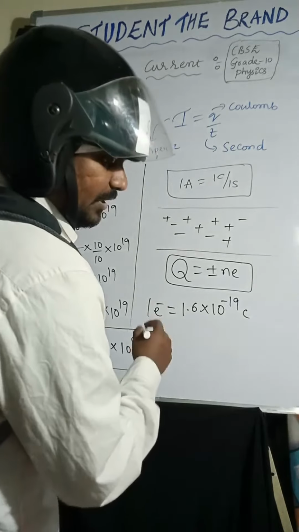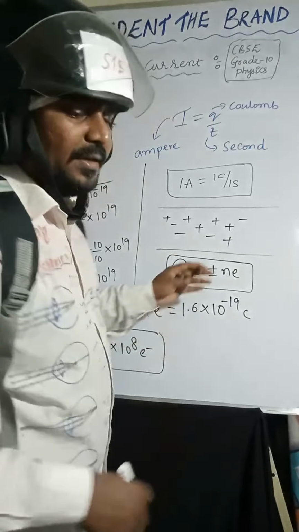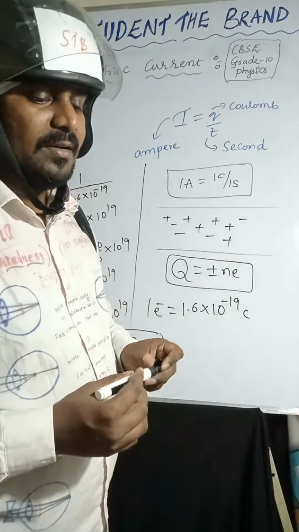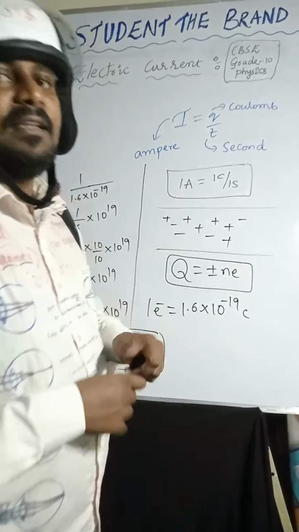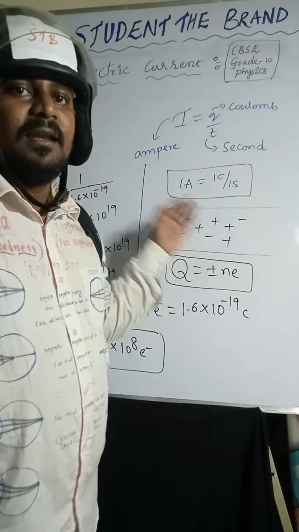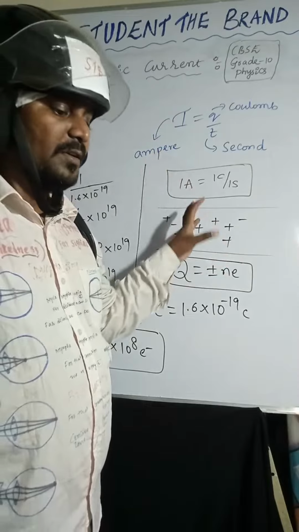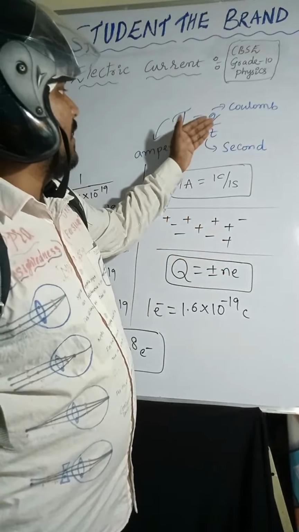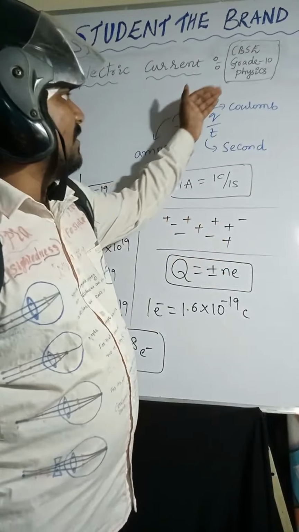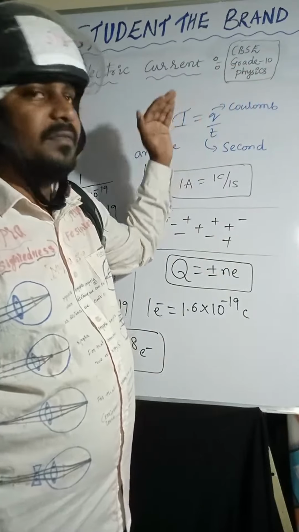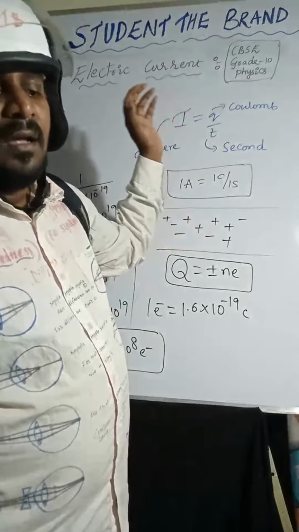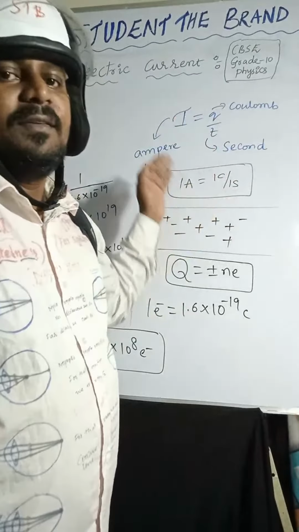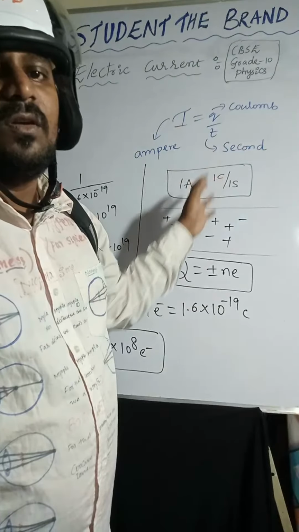So these 2 points are very, very important. Once again, listen carefully and observe carefully here. I equal to Q by T. The SI unit of current is ampere, the SI unit of charge is coulomb, and the SI unit of time is second. So 1 ampere equals 1 coulomb per 1 second.